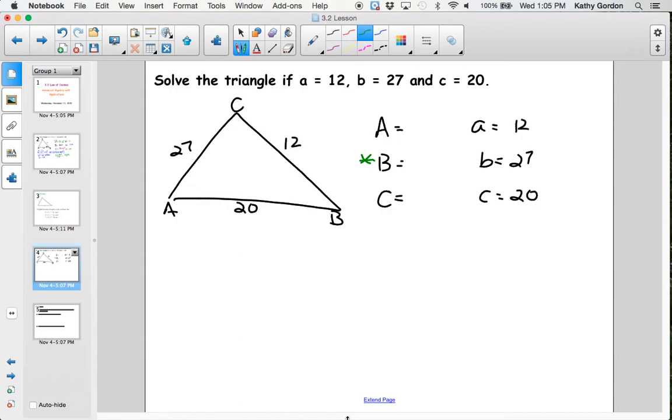So what is this going to look like if angle B is the one I want to find? What's my law of cosines statement going to look like? B squared equals 27 squared equals 12 squared plus 20 squared minus 2 times 12 times 20 cosine B. Good, that's exactly what it should look like. If we're trying to find angle B, we have to start with side B.